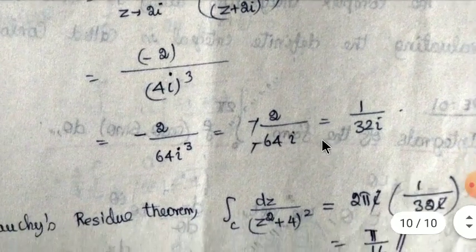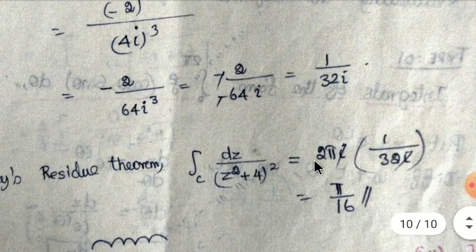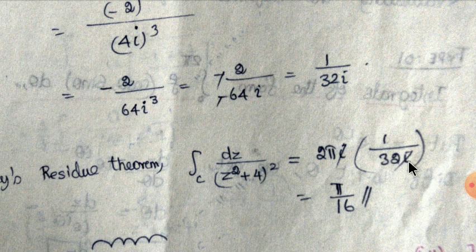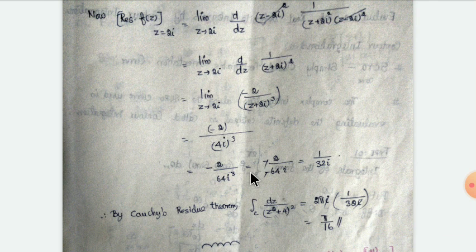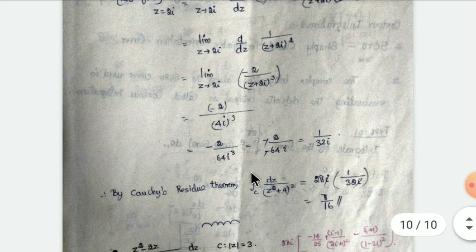So by using Cauchy's residue theorem, it is 2 pi i into the sum of the residues. One is inside, another one is outside. So the inside residue value is 1 by 32i. Outside is 0. So when we substitute this residue value and simplify, we get the answer pi by 16. Got it? So these are the applications of Cauchy's residue theorem.